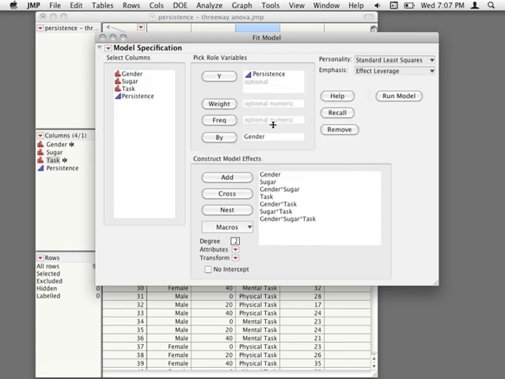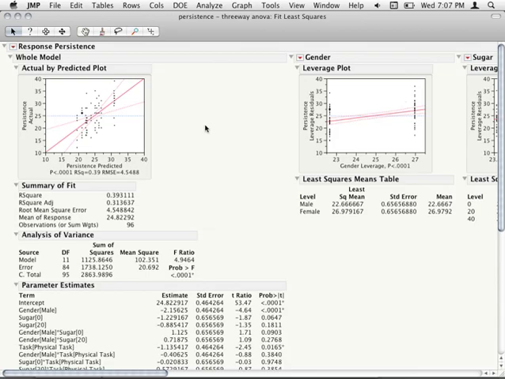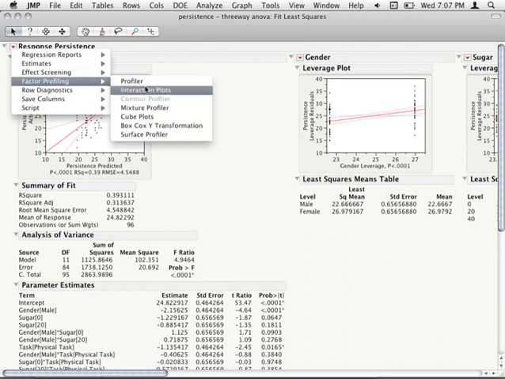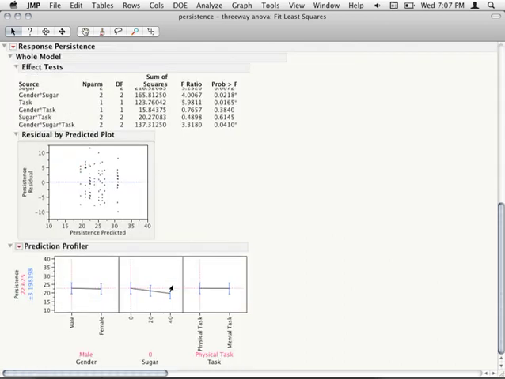Oh, that's strange. Oh, because I have it in here. Here we go. Very nice. And that profiler is really helpful, I think, because you can really step through each of your factors and see really what it changes for your other factors. And especially for the two-way interactions, this is really helpful because you can see right away that for physical tasks, there's some effect of sugar here for males, and for mental tasks, there's this opposite effect, right? This almost crossover.